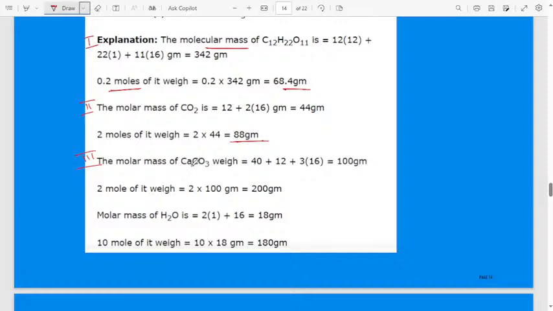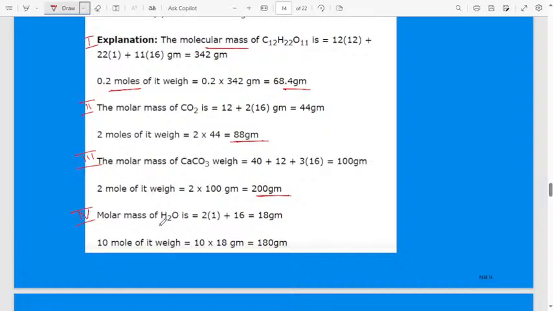Calcium is 40, carbon is 12, then oxygen, 3 atoms are there, 3 into 16, you will get 100 gram. Then they are asking 2 moles, 2 into 100, it will be 200. Then that is the third one.